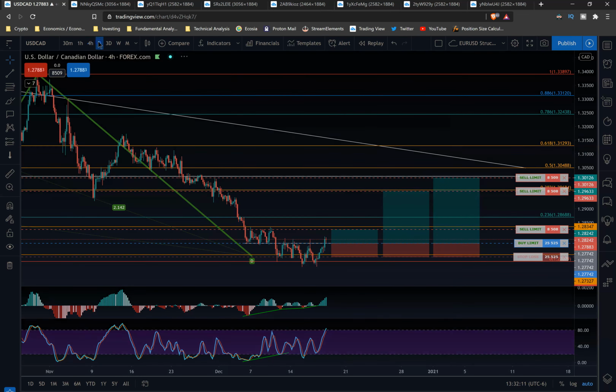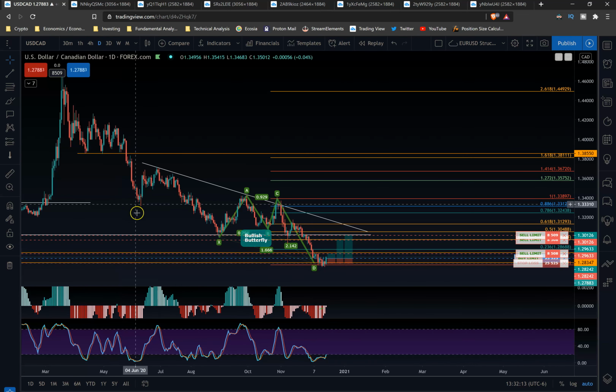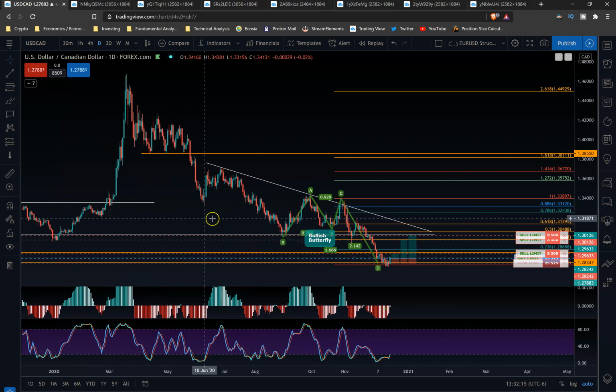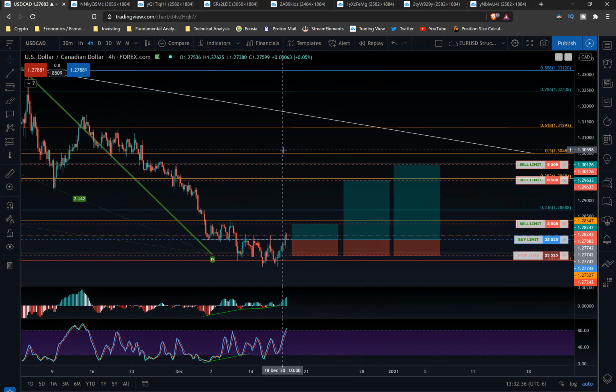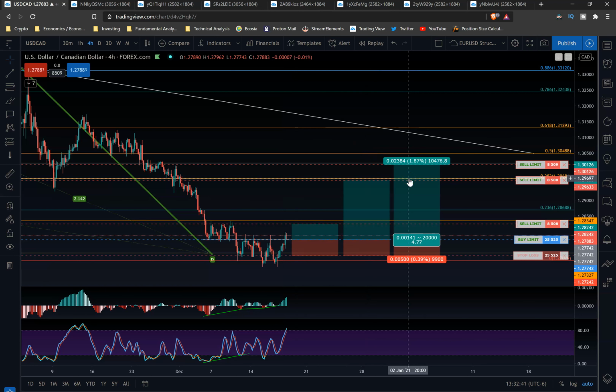and I have that right below the bottom of the right angled triangle, or the descending triangle that's been going on since about June 2020 on the CAD dollar. So I have my third scale out right below the bottom of that chart pattern, leaving a few chips on the table. Not much, but leaving a few chips on the table.